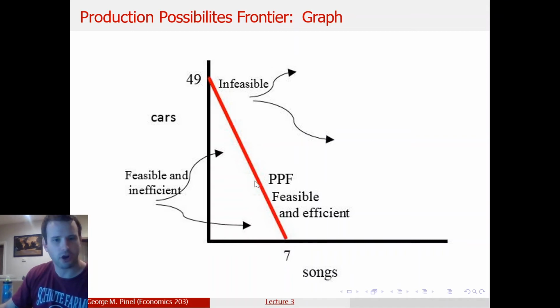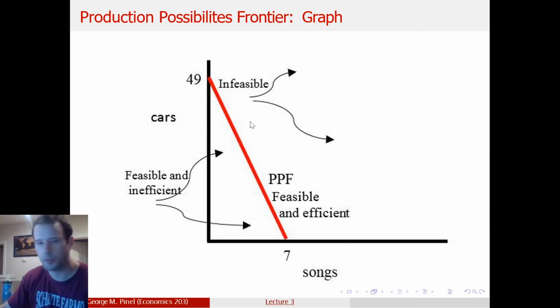So the only efficient production patterns are the ones that appear directly on this line. The red line, the production possibilities frontier, is all the efficient combinations of cars and songs that Marshall can make. All the efficient combinations that Marshall can make means feasible. So the PPF is everything that is both feasible, that Marshall is able to do, and efficient in that there's no wasted time or wasted resource.